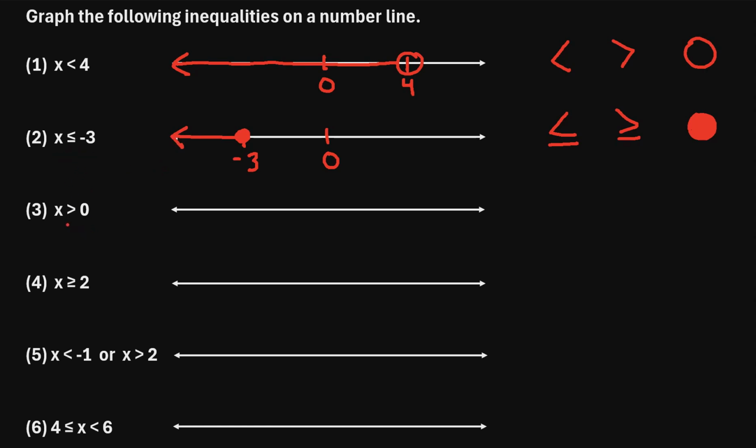All right, let's check out the next example. We have x is greater than 0. So let's go ahead and mark 0 on our number line. Are we going to draw an open circle or a filled in circle at 0? Well, we have a greater than symbol. So because we have a greater than symbol, we're going to use an open circle. So we'll draw an open circle at 0. And we're saying x must be greater than 0. So when you have greater than, you're going to draw your arrow to the right of that value.